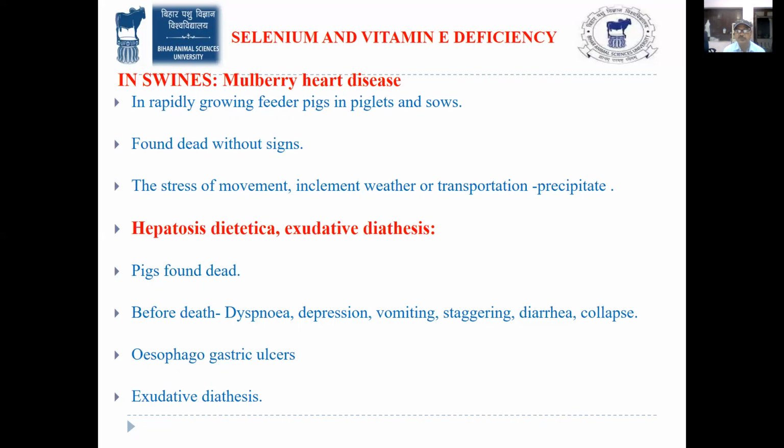Hepatosis dietetica and exudative diathesis are also problems occurring in these situations. In both these conditions, most pigs are found dead. Before death, there may be dyspnea, depression, vomiting, staggering, diarrhea, and finally collapse may occur. Muscular dystrophy may be possible in these conditions, and also gastric ulcers causing ulcerations. Exudative diathesis occurs in chicks due to vitamin E deficiency.